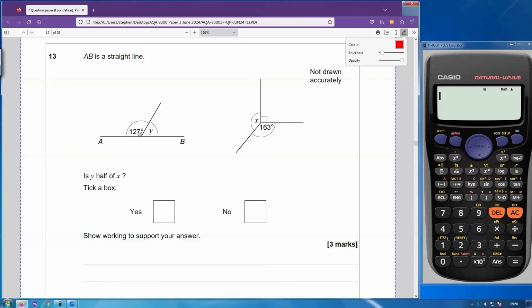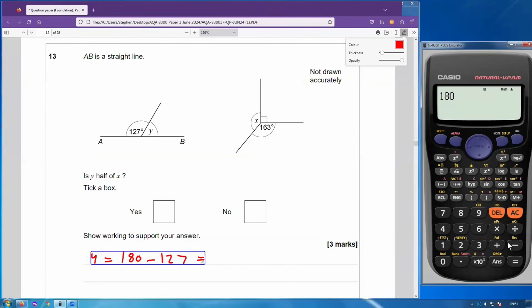Well, let's work out y. Y equals, now in a straight line, A to B is 180 degrees. All the way around is 180. So we can say 180 minus 127 equals, and you can use the calculator, no problem. 53.